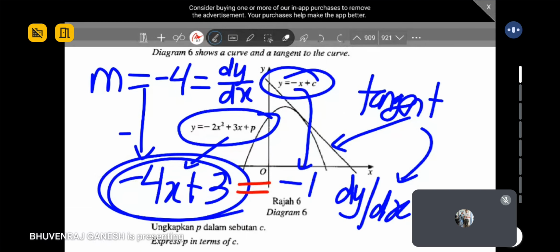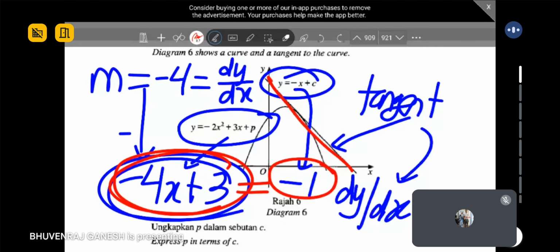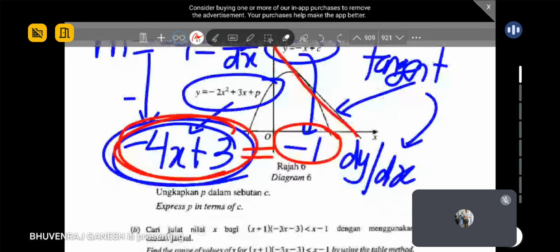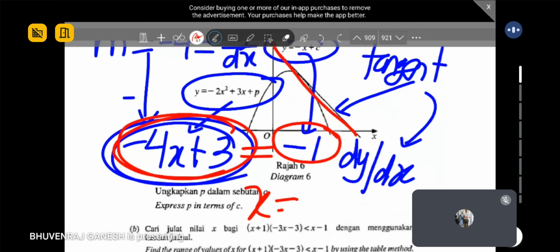Okay, negative 4x plus 3 equal to negative 1. Okay, sebab this is your dy over dx. So that is your value of tangent. Itu adalah nilai tangent kamu. So, is equal to negative 1 dari garis ni. Okay? So then you just solve for x value. Selesaikan untuk nilai x. So you will get one, satu.